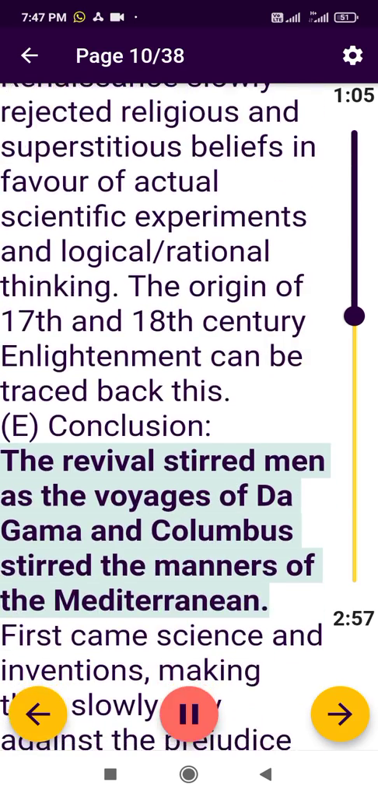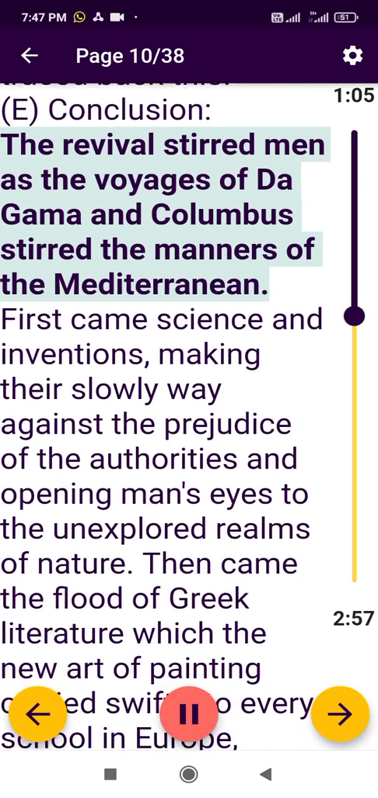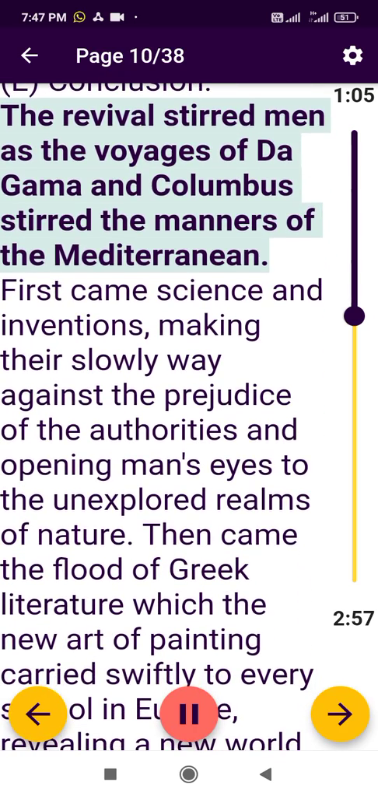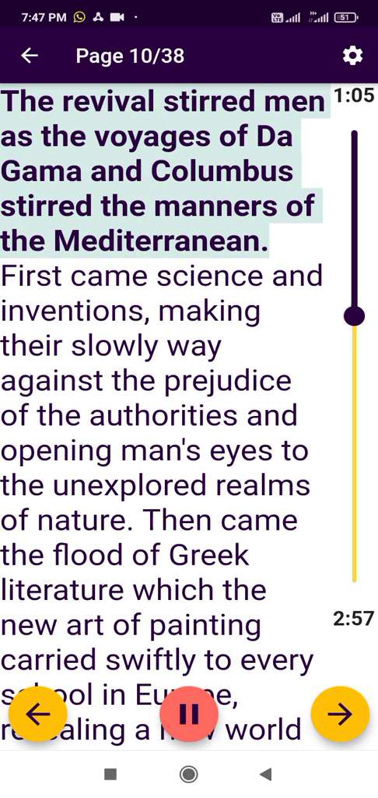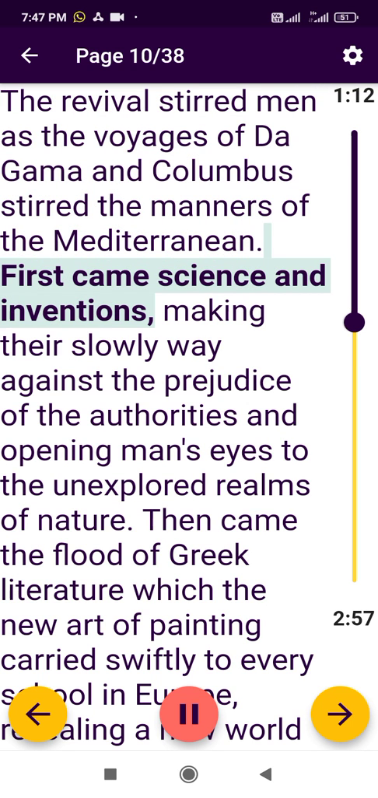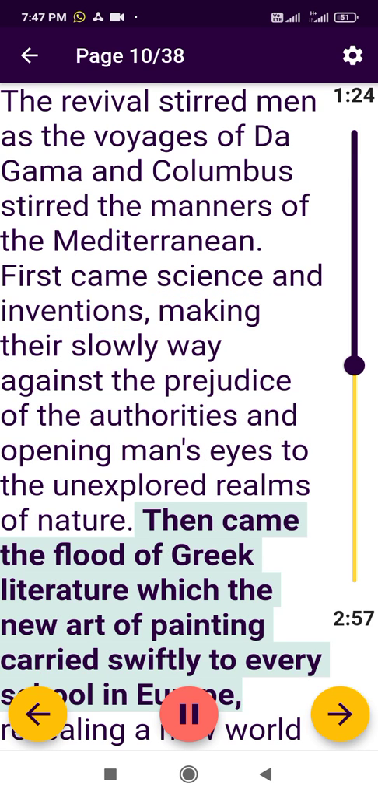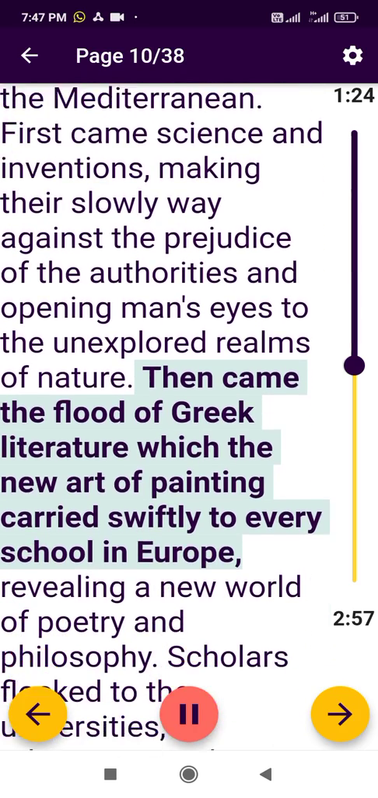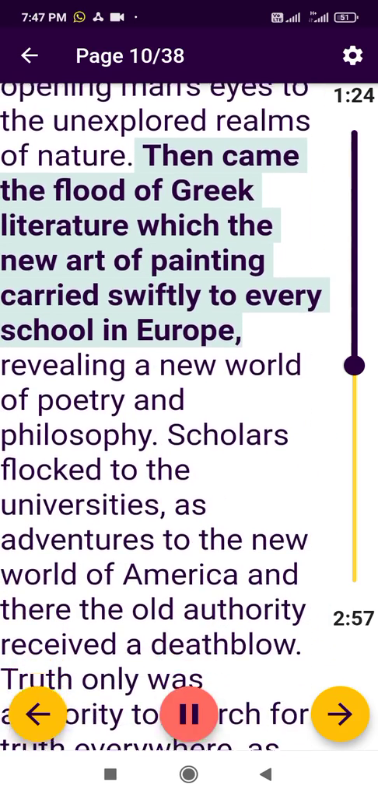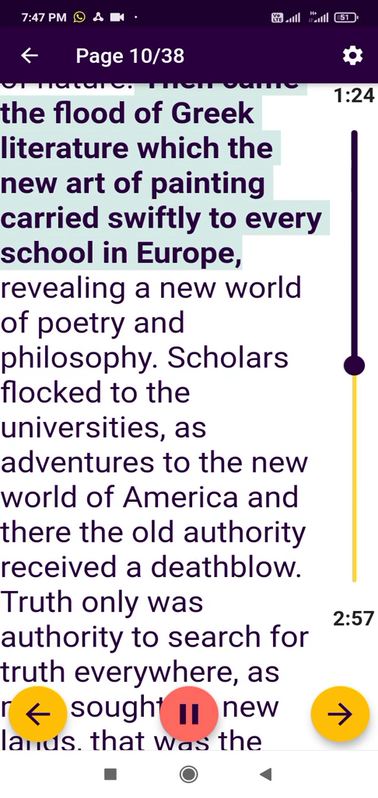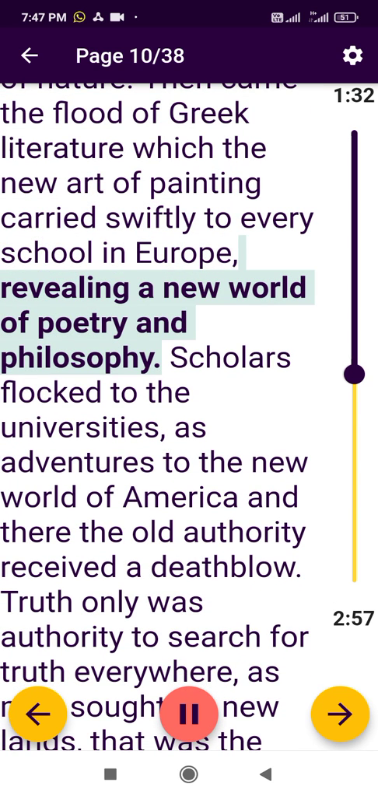Conclusion. The revival started when men, like the voyages of Da Gama and Columbus, stirred the manners of the Mediterranean. First came science and inventions, making their way slowly against the prejudice of the authorities, and opening man's eyes to the unexplored realms of nature. Then came the flood of Greek literature, which the new art of printing carried swiftly to every school in Europe, revealing a new world of poetry and philosophy.